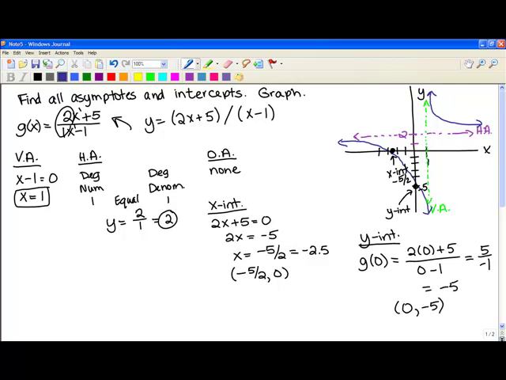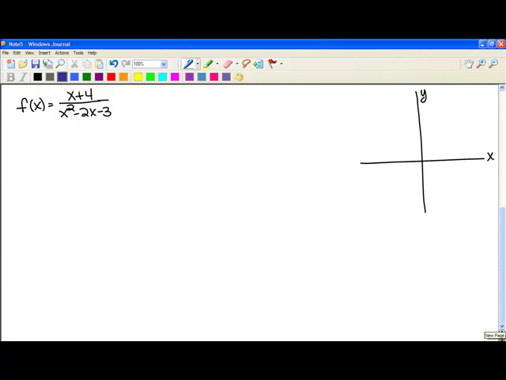I'm going to work one more function for you. The next function is f of x equals x plus 4 divided by x squared minus 2x minus 3. Now this function can be factored. If we take a look at the denominator, we need to find two numbers that multiply to negative 3 and add to negative 2. Those numbers are negative 3 and positive 1. So our factors turn out to be x minus 3 times x plus 1.